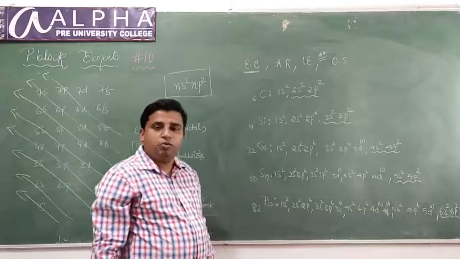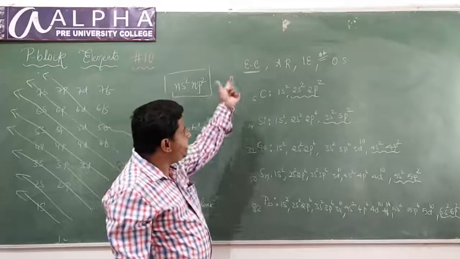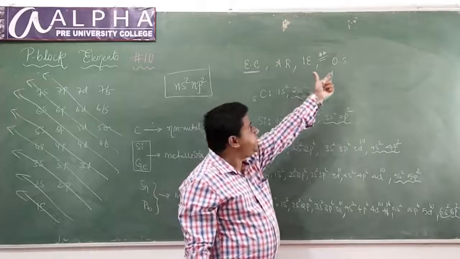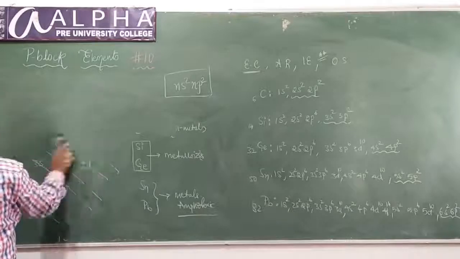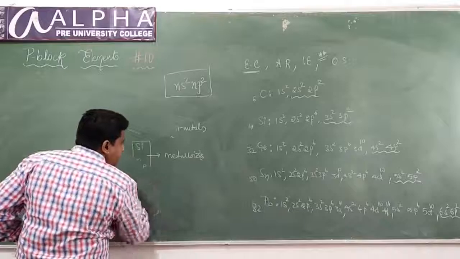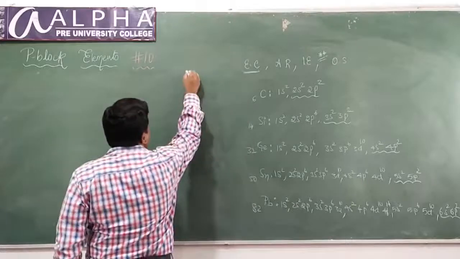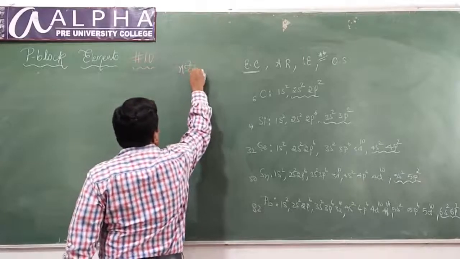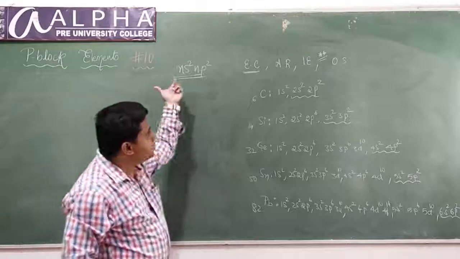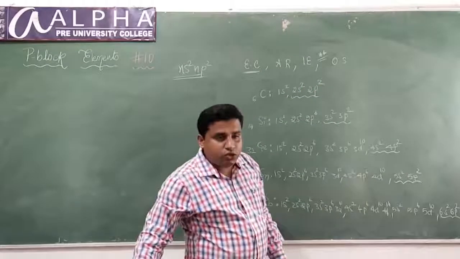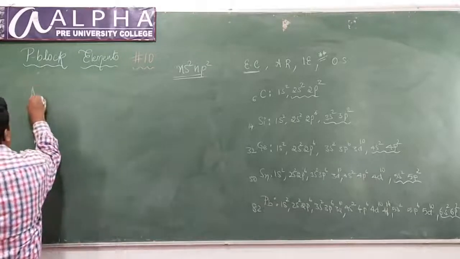I hope you understood the electronic configuration. Now let us not rub this out, because keeping this electronic configuration we have to explain the atomic radius, ionization enthalpy, and oxidation state. So what is the general outer electronic configuration of these carbon family elements? It is ns2, np2. Please don't rub this also, because using this we will explain the oxidation state. Understood?